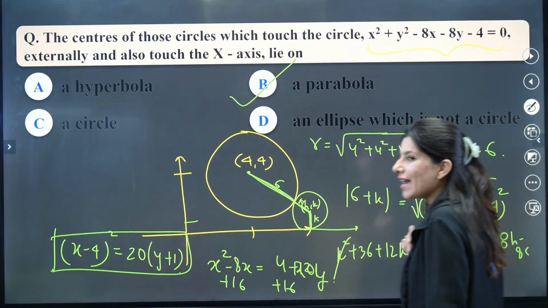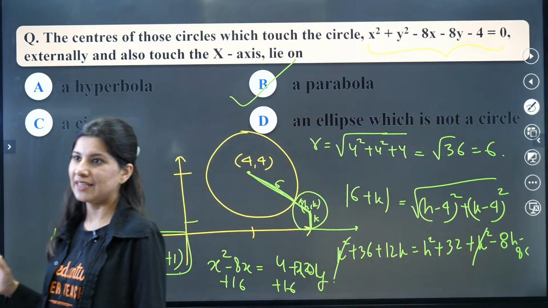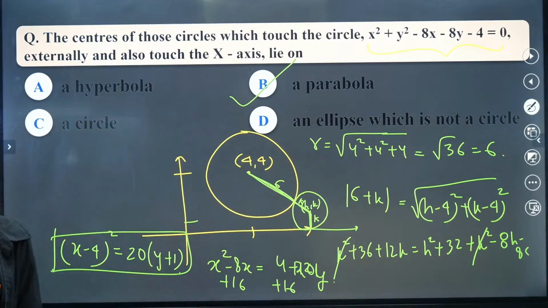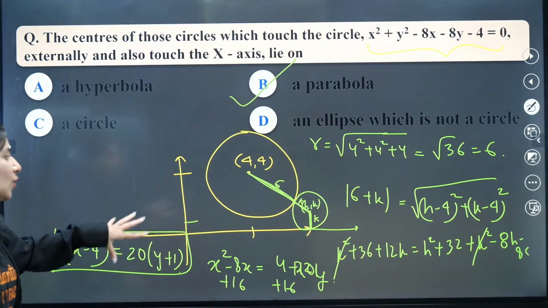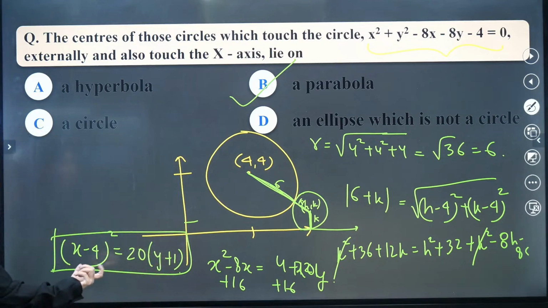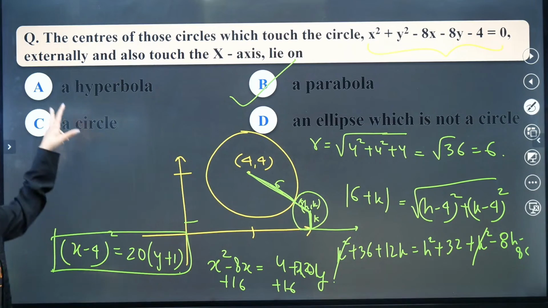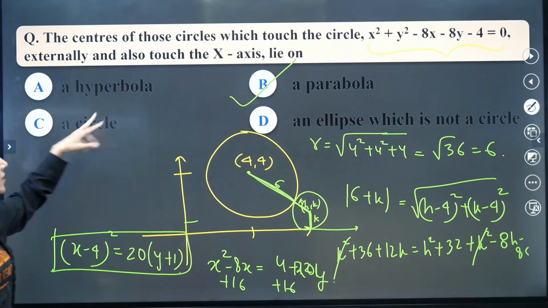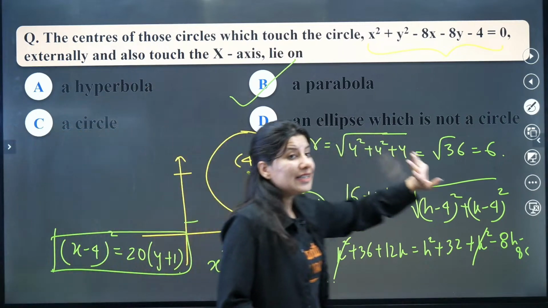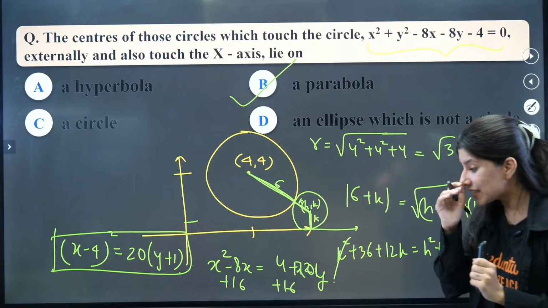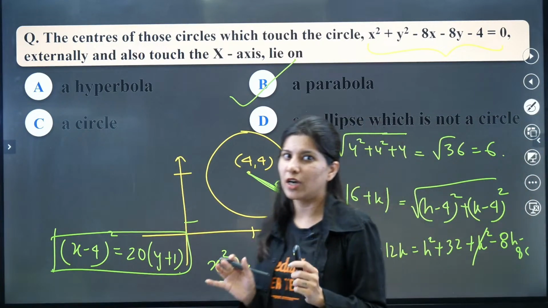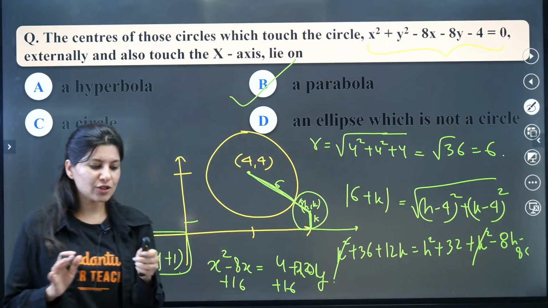And you know what? I have a short trick for you. Yes, I have a short trick for you. If the question is not asking for the equation of the parabola or the equation of the locus, and they are only asking whether it is a hyperbola or a circle or a parabola or an ellipse, then what you need to do is understand the basic definition of parabola. Do you understand the basic definition of parabola?